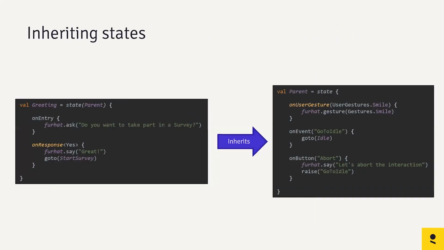Another important feature is that you can inherit states. So instead of defining all the triggers in this greeting state, you can define some of them in a parent state that we see on the right here. And then you let your greeting state inherit that state. And then you can have these triggers be the same across different states of the interaction. So it's sort of built-in hierarchical state machines.